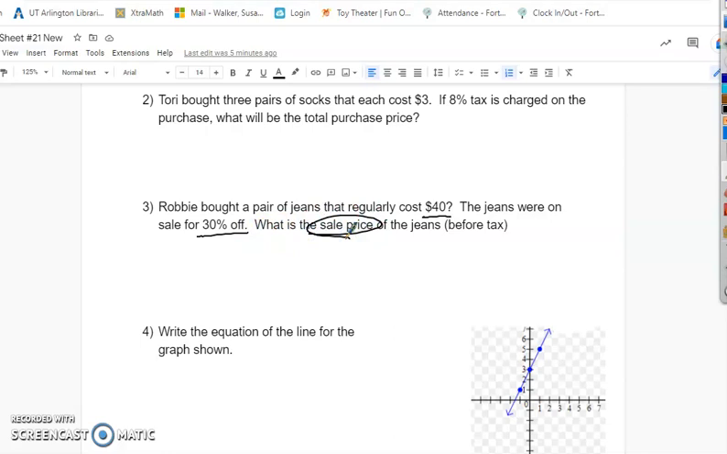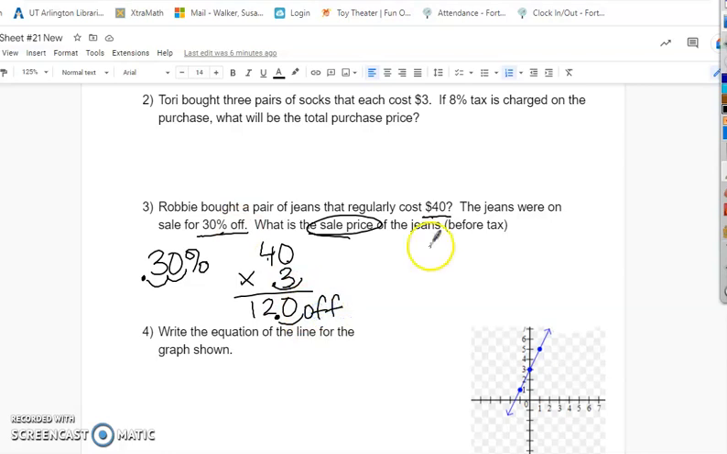So, a pair of jeans, $40. 30% off. So change the percent to a decimal and multiply. 1, 2, that's the decimal. So I can put 0.30 or just 0.3. No lining up decimals here. 3 times 0, 3 times 4, 1 and 1. So we have $12. 12 is the 30%. That is the off.